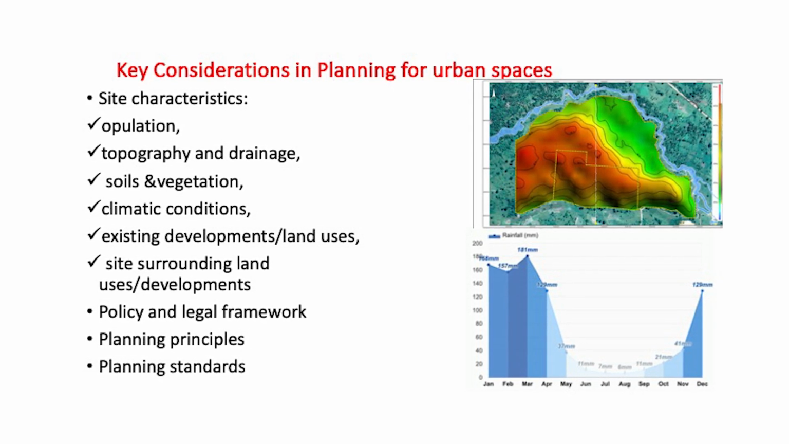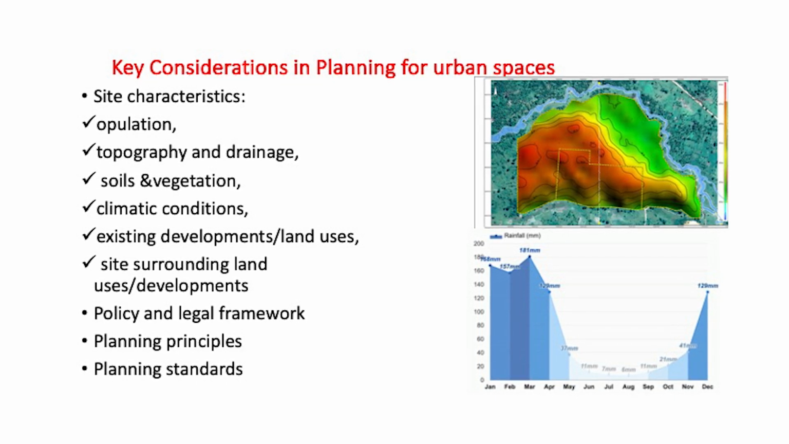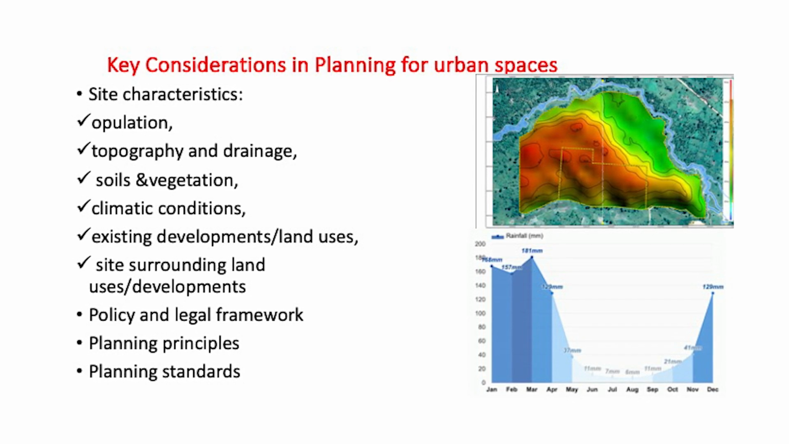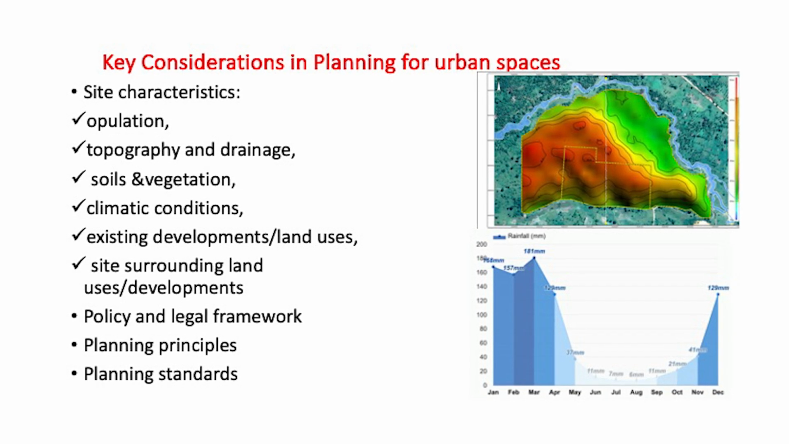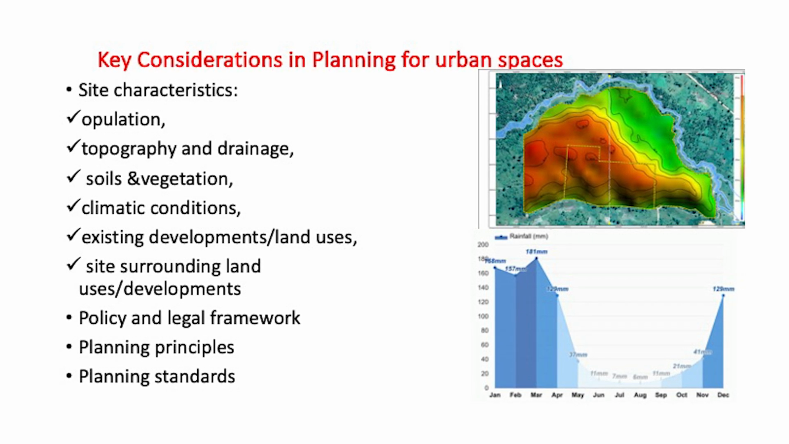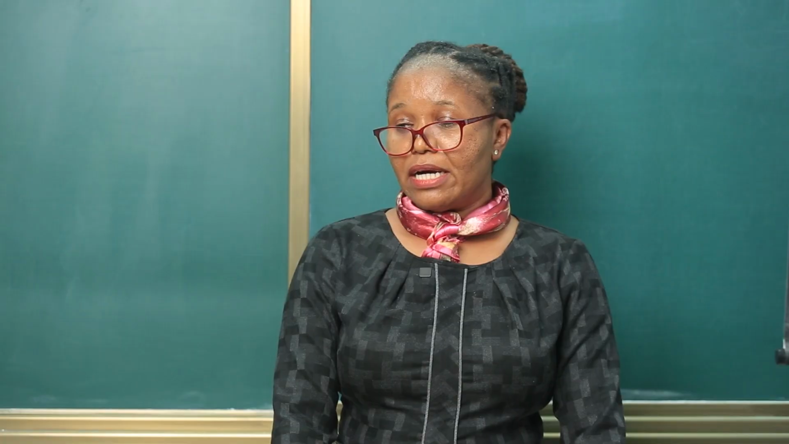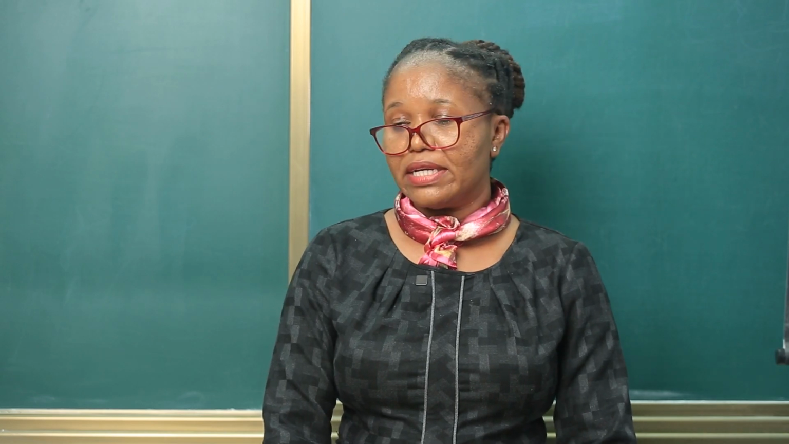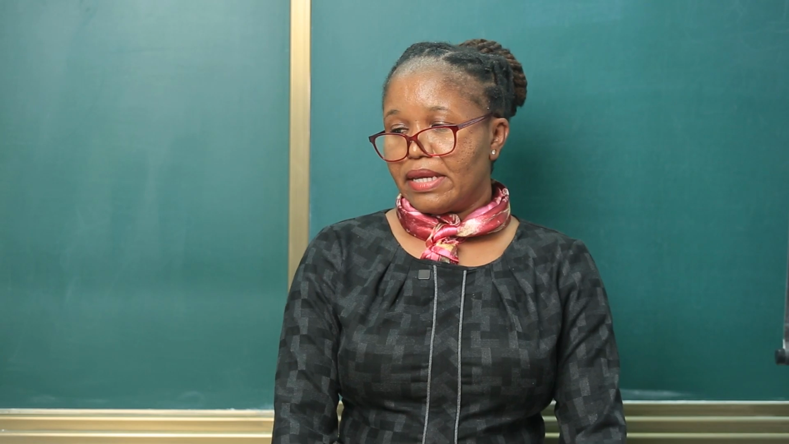This shows the topographical analysis of a site in the course of undertaking a planning assignment. Climatic condition issues, that is rainfall data, are normally analyzed during planning exercises. But we also consider existing developments within the site where the plan is being undertaken, as well as surrounding land uses and developments, so that these can be integrated into the plan.